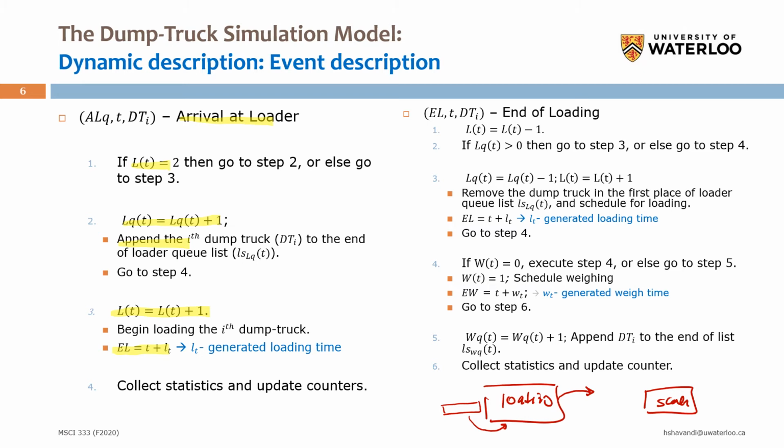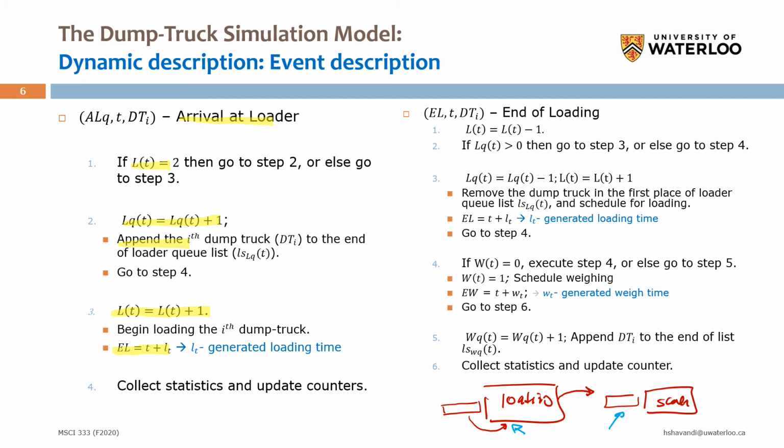And since we have a departure from loading, it has to go to the scale, right? So here again, we need to check if the scale is idle, or if there is a line here, then this dump truck will be added to that line as well. So here we need to check two things: one, the loader queue status, and two, the scale waiting status.